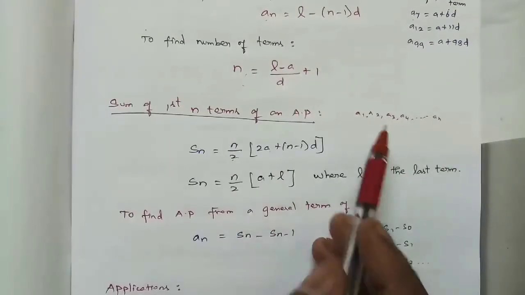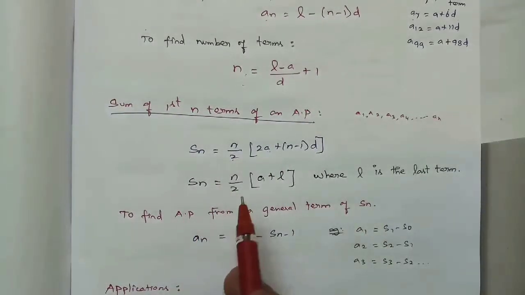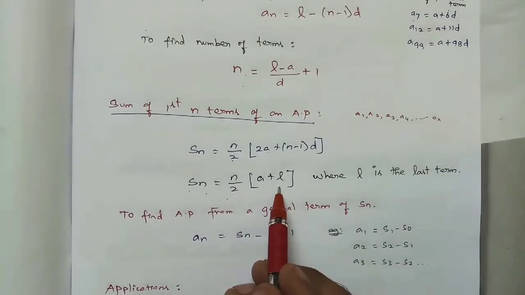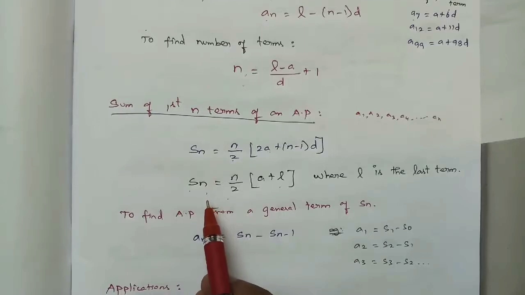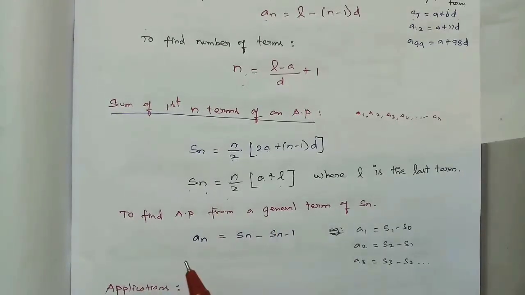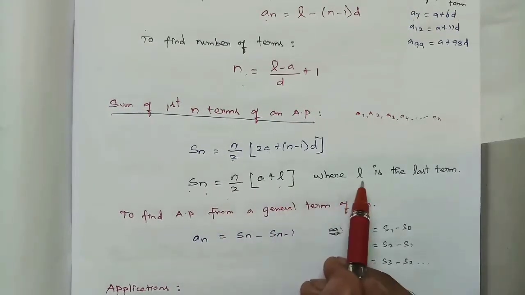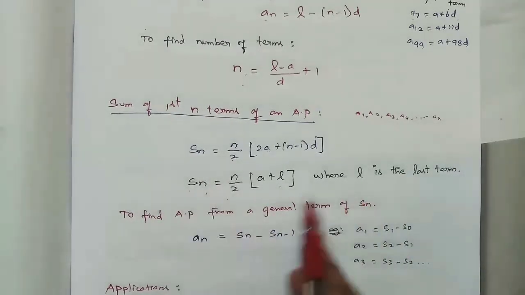Suppose in an AP the last term is given, then we can use another formula, that is Sn is equal to n by 2 into (a plus l). By using the second formula, we can find the sum of the first 10 terms. Suppose they have given the 10th term, the last term of the AP. That is Sn is equal to n by 2 into (a plus l), where l is the last term. When l is given, we can use this formula.